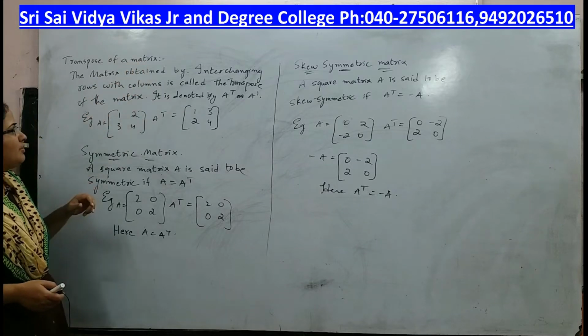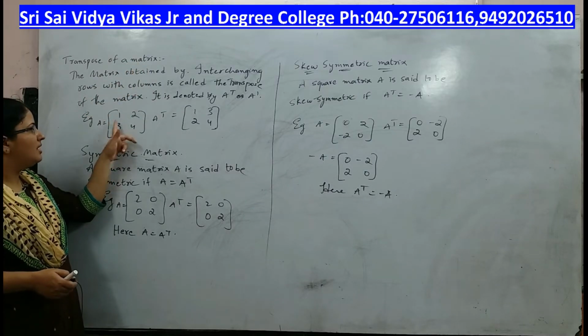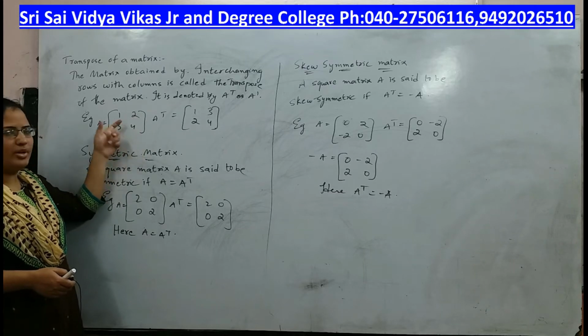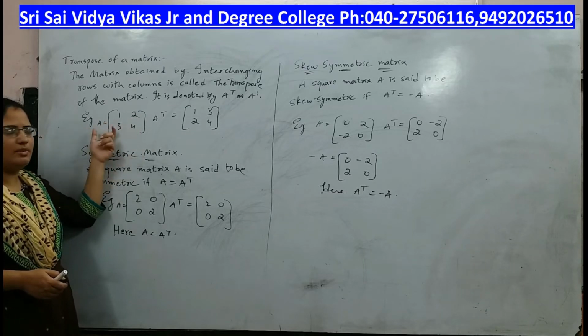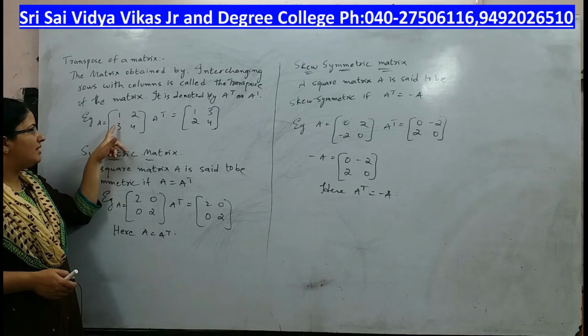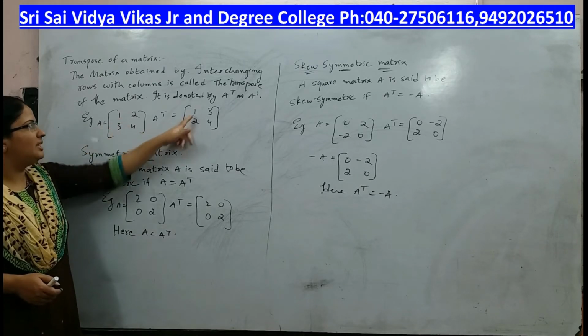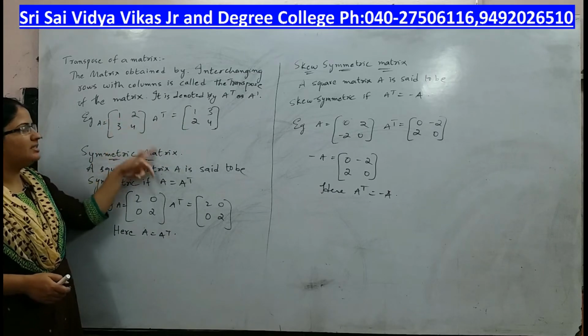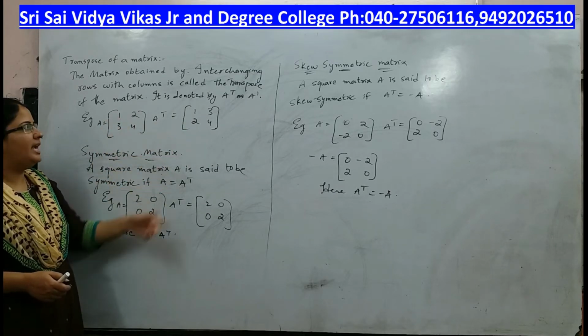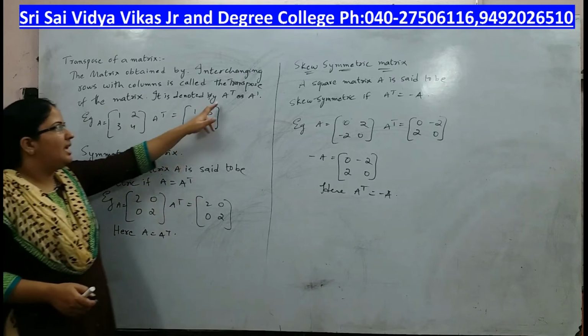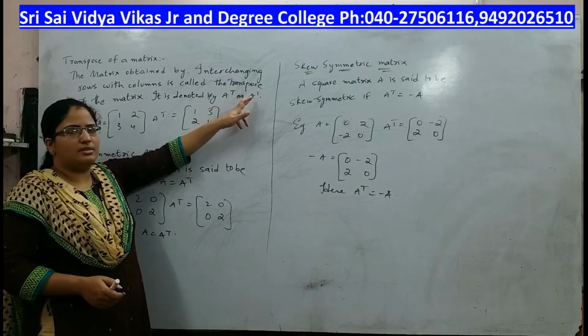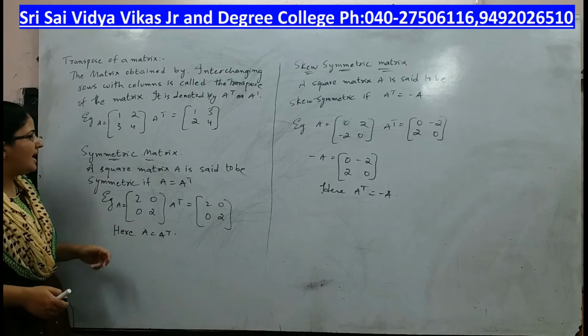What is this transpose of a matrix? Suppose you are given a matrix 1, 2, 3, 4. I have to interchange rows with columns or columns with rows. This is A. Its transpose will be 1, 3, 2, 4. That is, columns I am writing as rows. This is called A transpose. It is denoted by A superscript T or A dash. Okay, that is what transpose is.